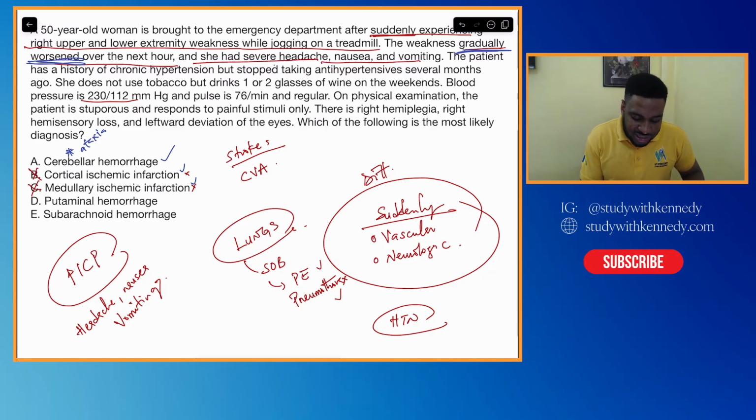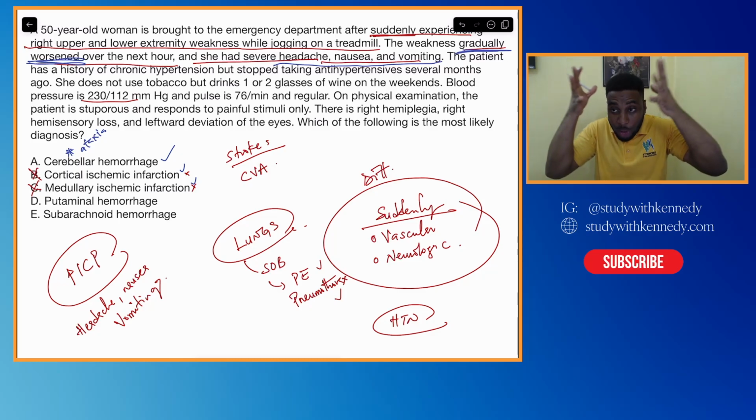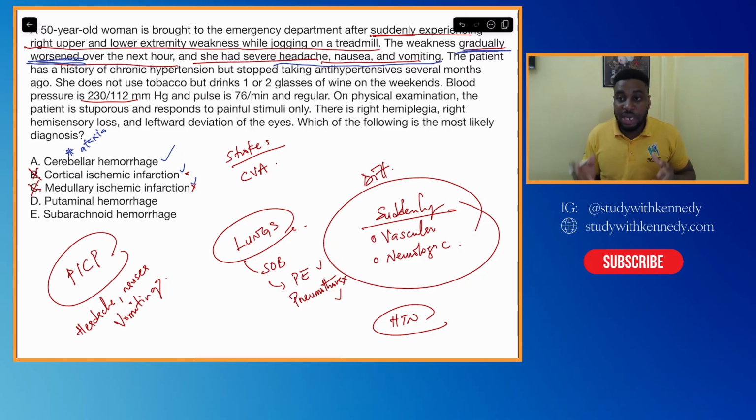The fact that there is headache, nausea, and vomiting helps you know that there is increased intracranial pressure. So something extra is added to the cranial cavity. What could it be? Blood, suggesting that this is a hemorrhagic stroke, not an infarction. So we can safely rule out cortical ischemic infarction and medullary ischemic infarction. Then it leaves us with putaminal hemorrhage and subarachnoid hemorrhage.